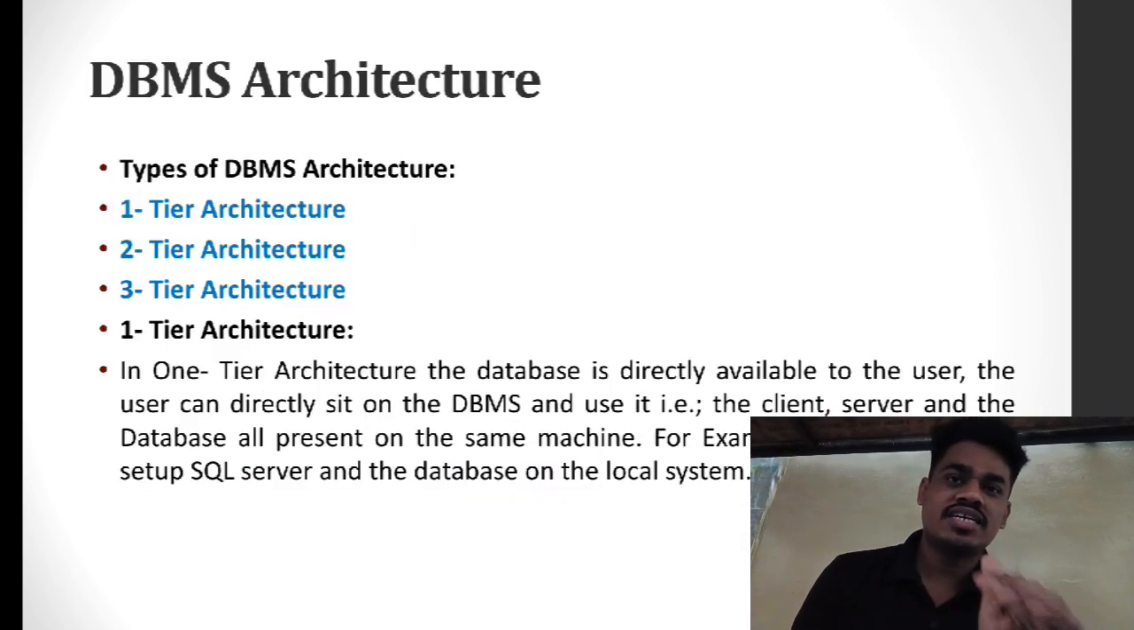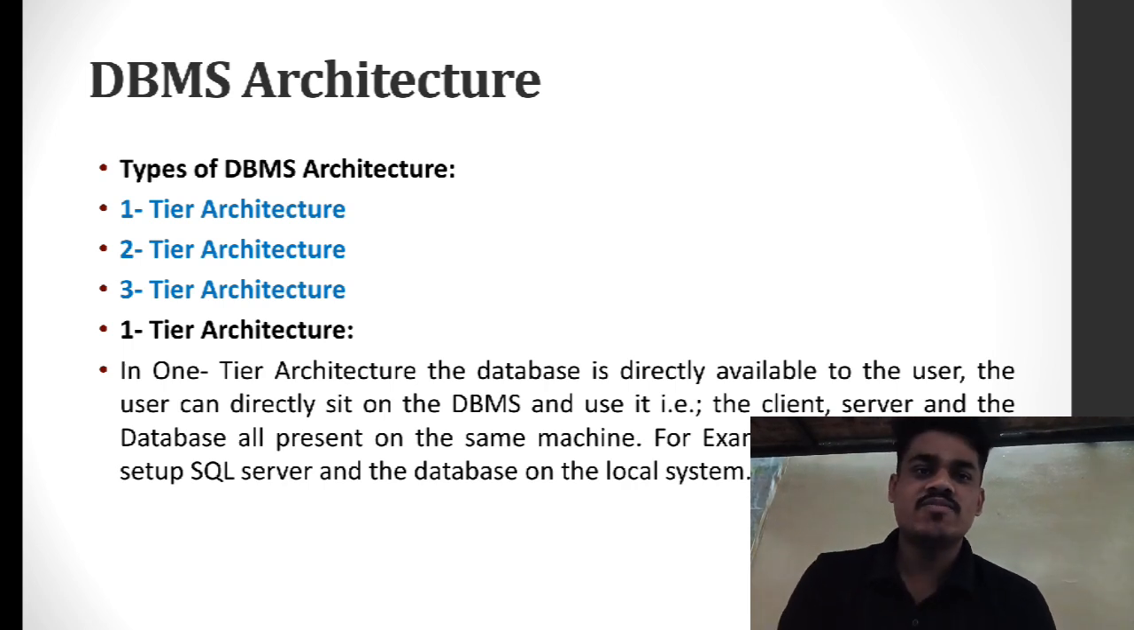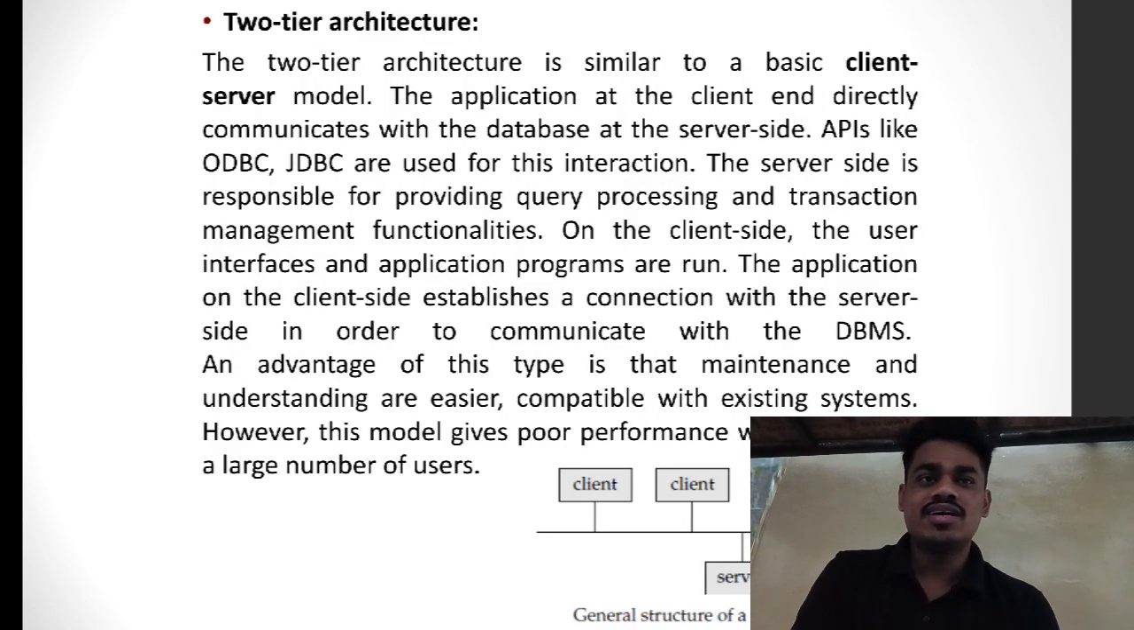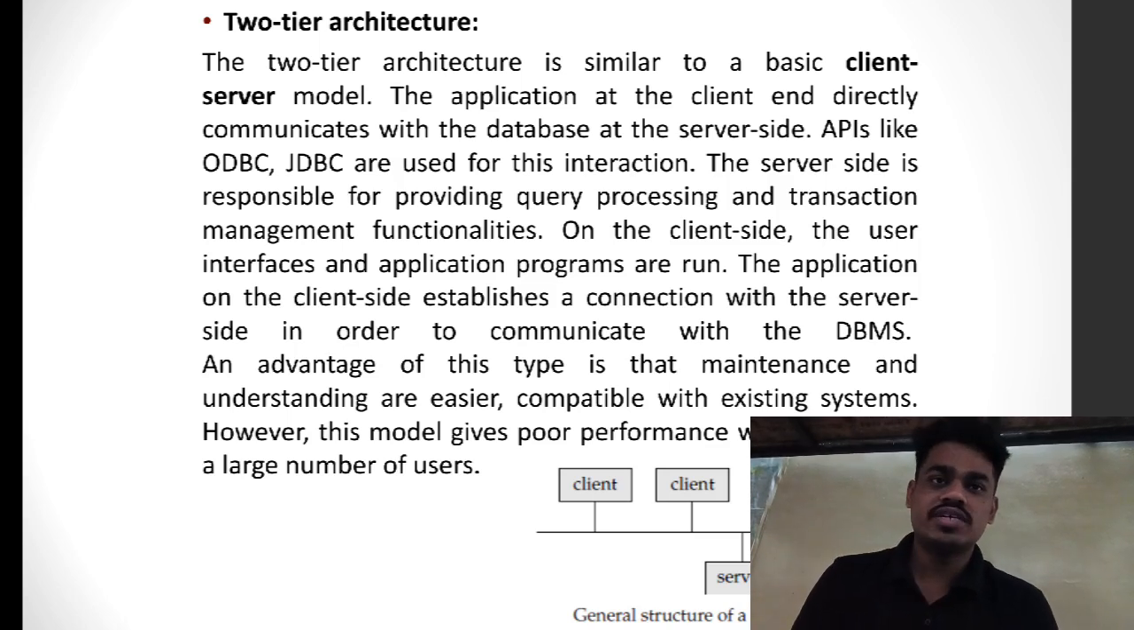There are three types of architecture in DBMS: one tier architecture, two tier architecture, and three tier architecture. One tier architecture is directly available to the user. The user can directly sit on the DBMS and use it. That is, the client, server, and the database are all present on the same machine. Now let's see the two tier architecture. The two tier architecture is similar to a basic client server model. The application at the client end directly communicates with the database at the server end. APIs like ODBC, JDBC are used for the interaction.